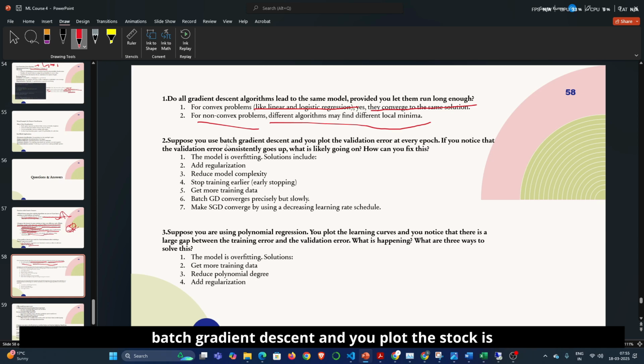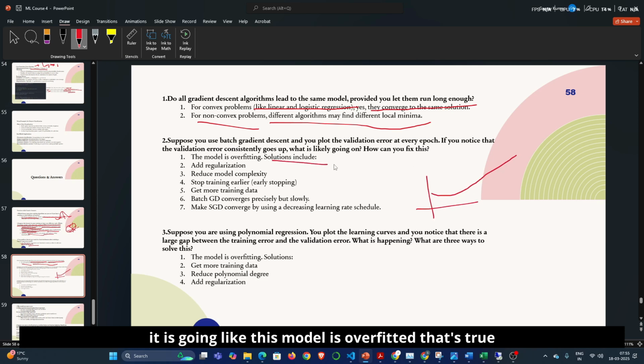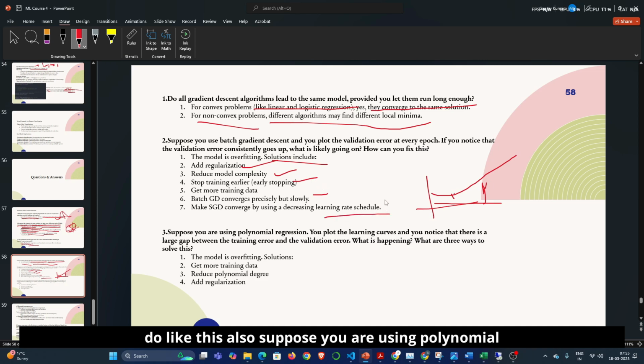Suppose you use batch gradient descent and you plot the validation error at every epoch. If you notice the validation error consistently goes up, what is likely going on? How can you fix this? If the validation error is going up like this, the model is overfitted. The difference is too big. Add regularization, reduce model complexity, or stop early. Yes, we can do it. Or slowly make SGD converge by using a decreasing learning rate. Yeah, we can do it like this also.